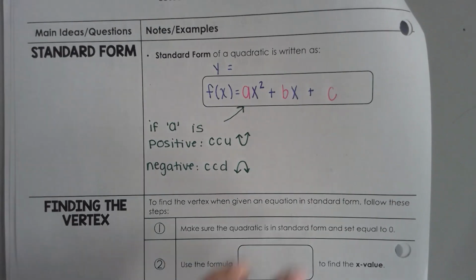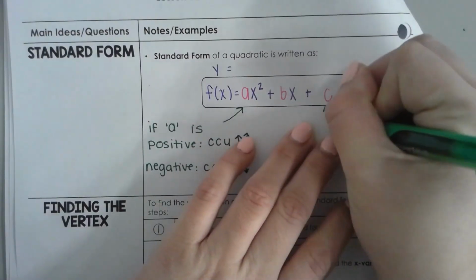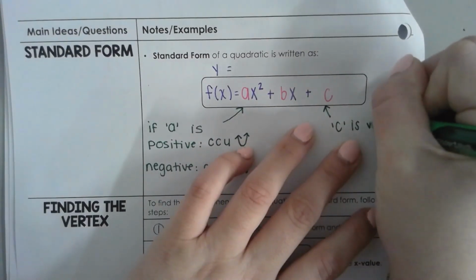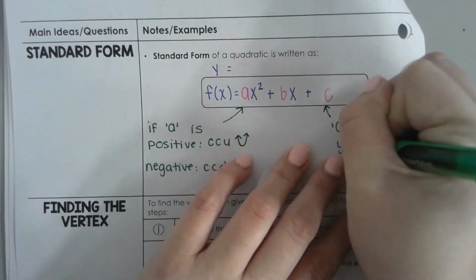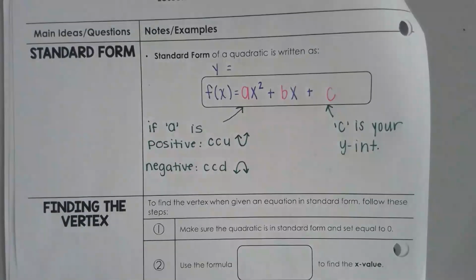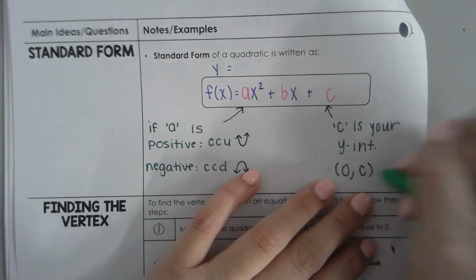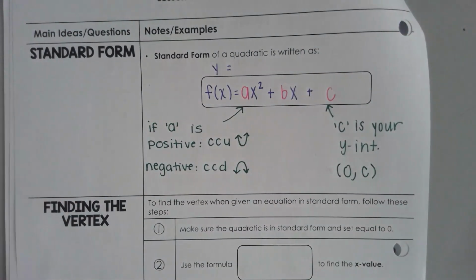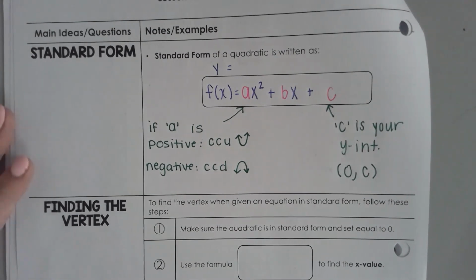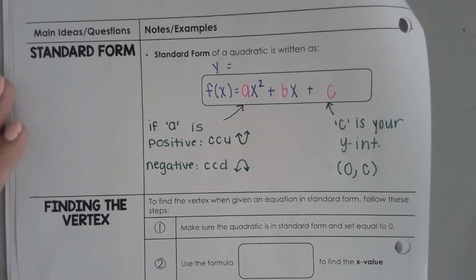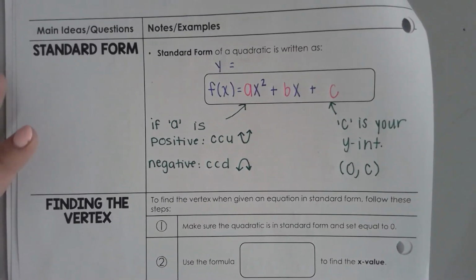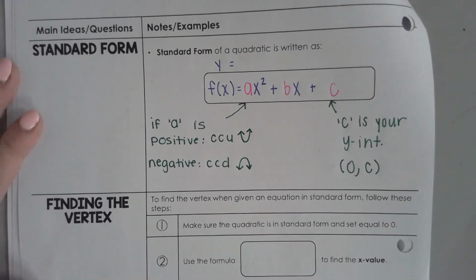The c value is your y-intercept. And if you write that as a coordinate, it'll be 0, comma, whatever your c is. That's your y-intercept. So just from looking at the equations, there's two things that you can just see right off. The y-intercept and if it's concave up or concave down.